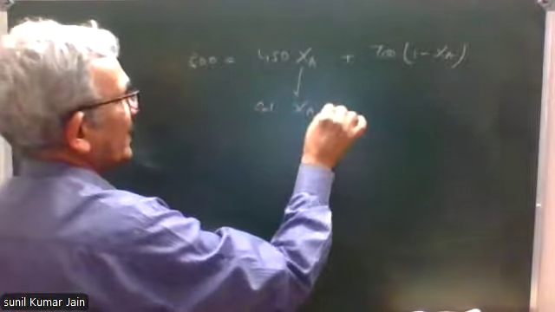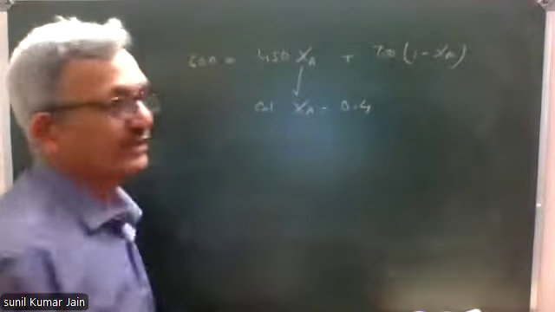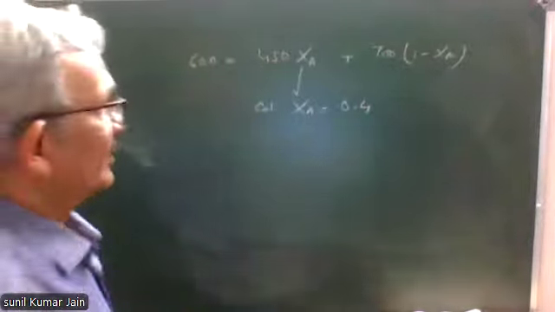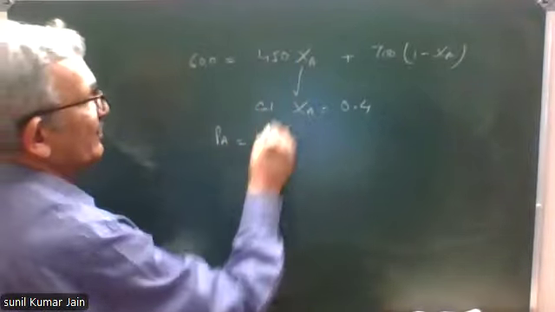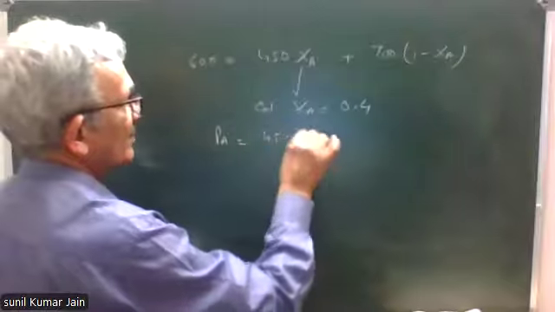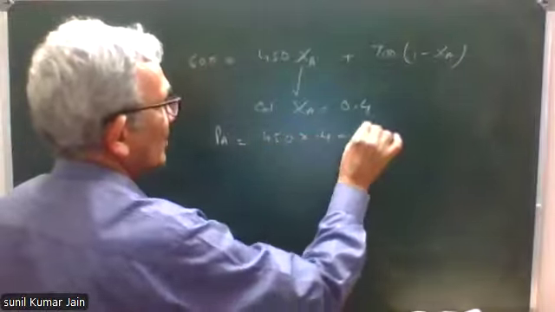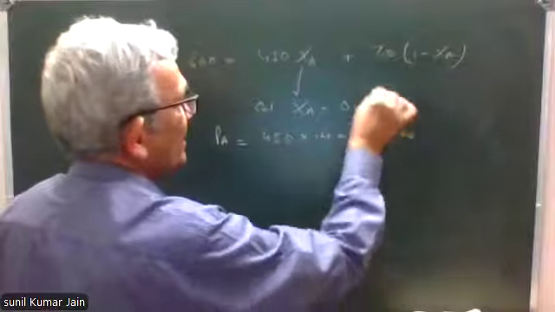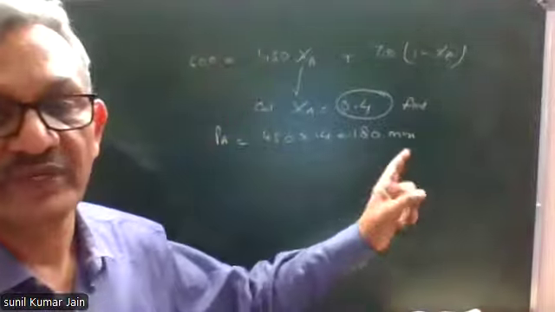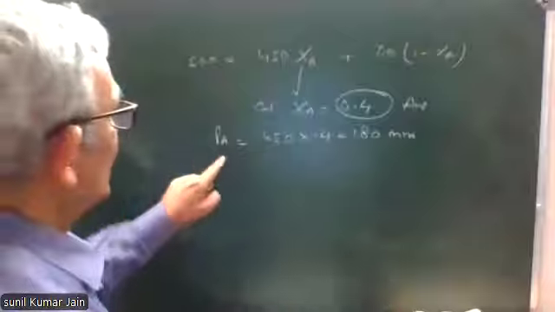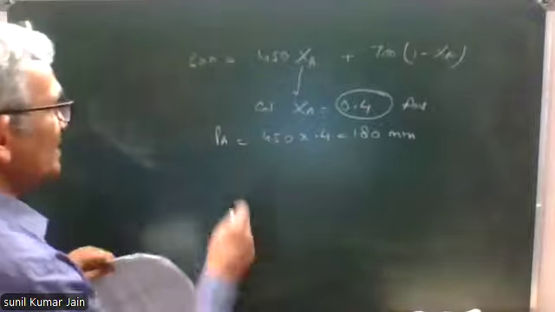Calculate the value of chi A. This will come out to 0.4. From this, we can find out the value of PA. PA will be 450 into chi A, which is 180 millimeters. Remember, this is one answer. This is the mole fraction of A in the liquid phase. So PA is 180 millimeters.